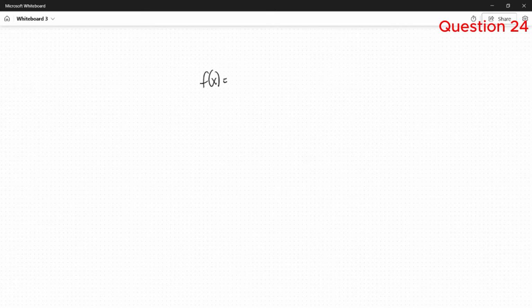The function in question is 1 over x, and we are centering this around a equals 2. So it's no longer a Maclaurin series because now our center of series is 2. It's non-zero.